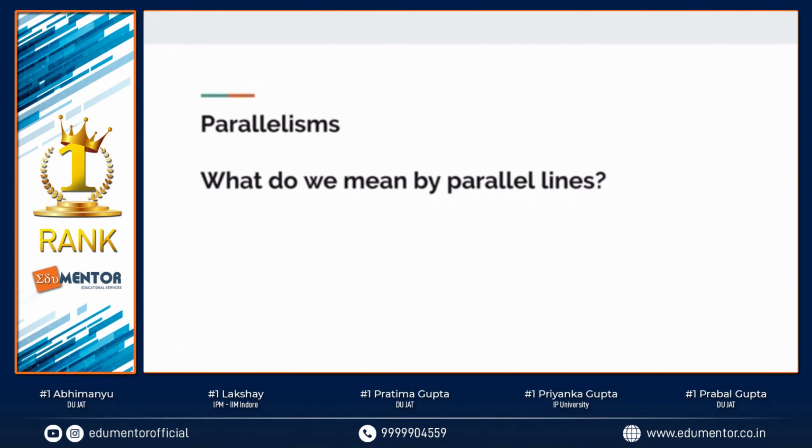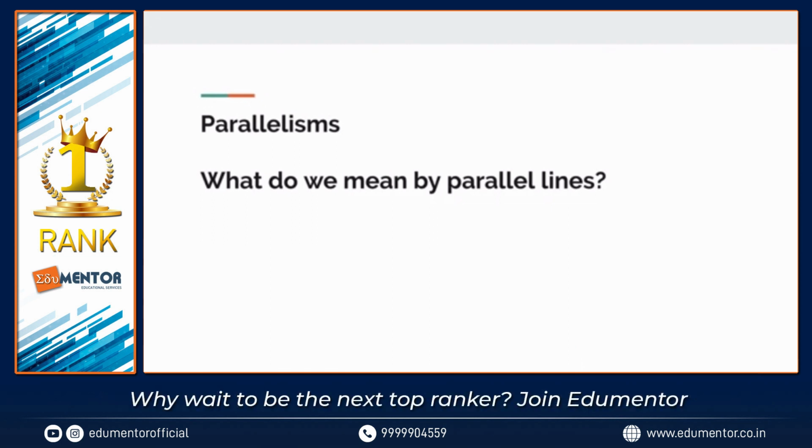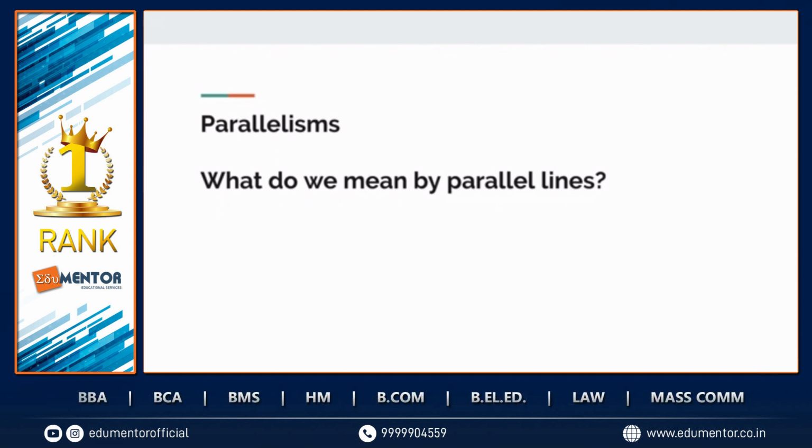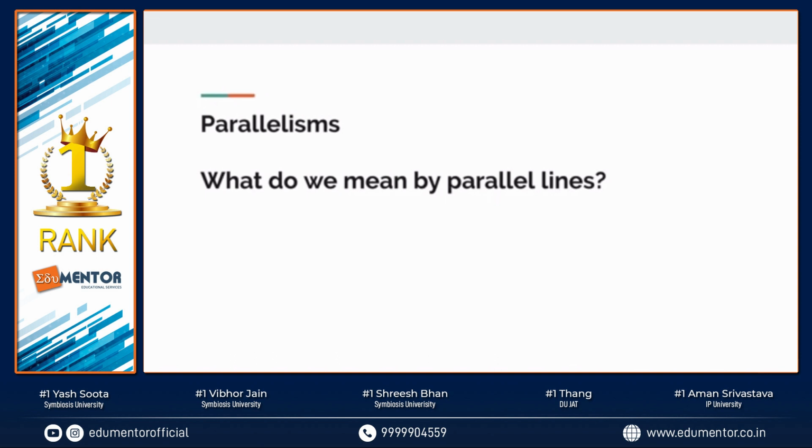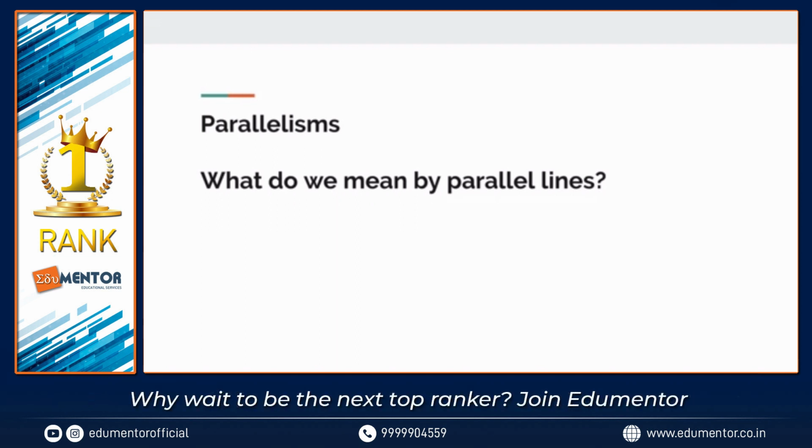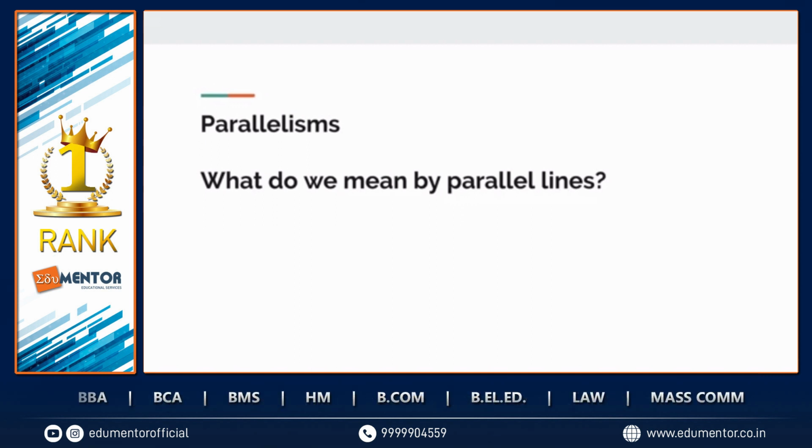Now in Verbal Ability Class Assignment 2, you've got an entire component on parallelism. Please remember, parallelism is one of the best methods to solve common error questions. Why? Because you are able to identify errors without learning grammatical rules. You might have seen in Verbal Ability Part 1 that we learned many rules related to subject verb agreement. Here, when we talk about parallelism, there's no need to remember a lot of rules.